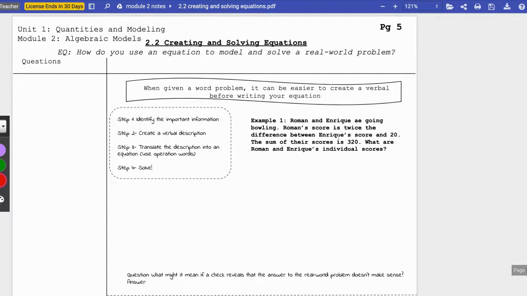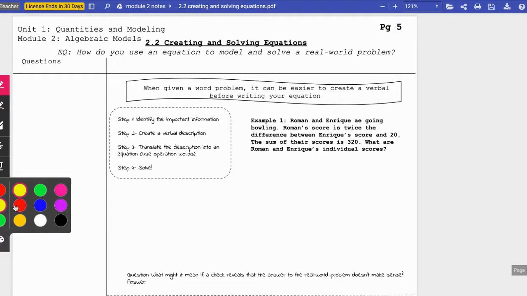We've got Roman and Enrique, and they're going to go bowling. Roman's score is twice the difference between Enrique's score and 20, and the sum of their scores is 320. What are Roman and Enrique's individual scores? So what I like to do first is just highlight important information.